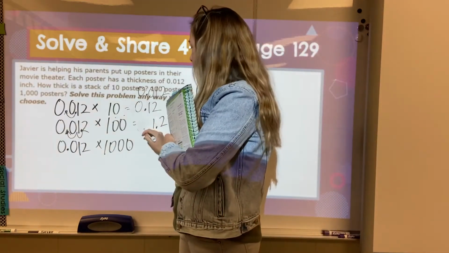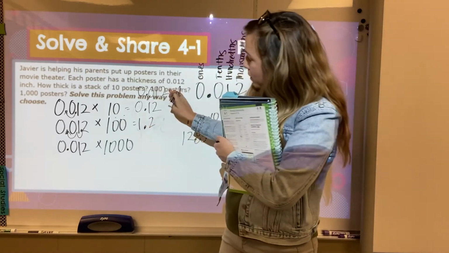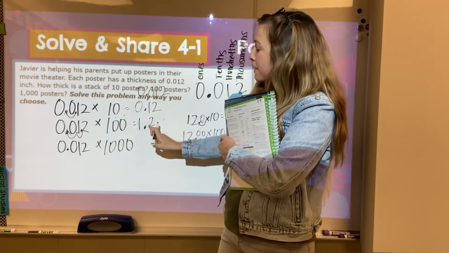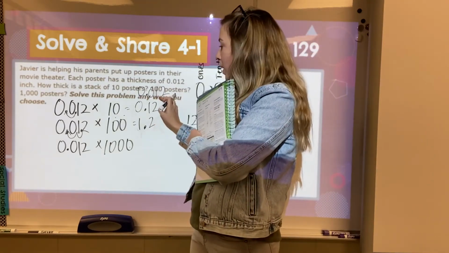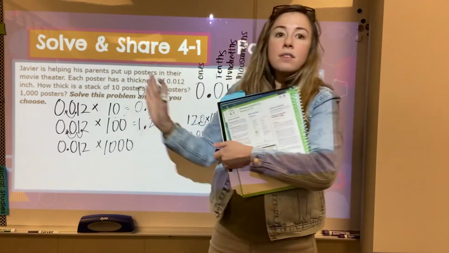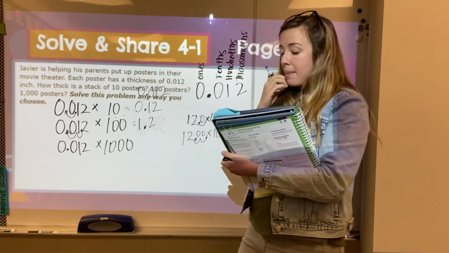I'm going to rewrite this so our decimals are all lined up. So my 2 went from the thousandths place to the hundredths place, and then from the hundredths place to the tenths place. And then my 1 traveled from the hundredths to the tenths to the ones. So everything is shifting over when we multiply by those greater powers of 10.